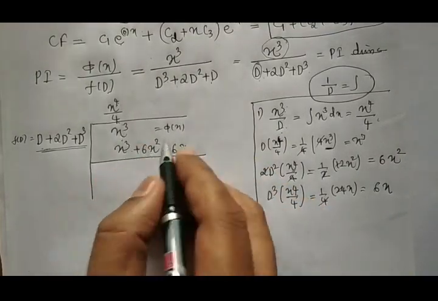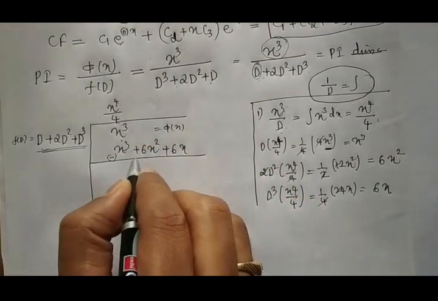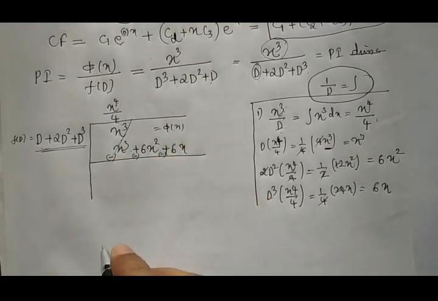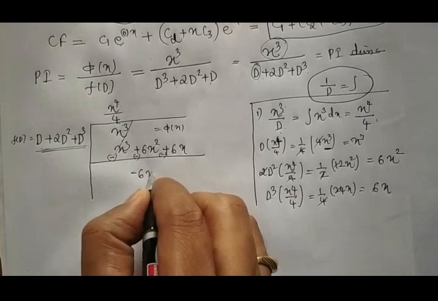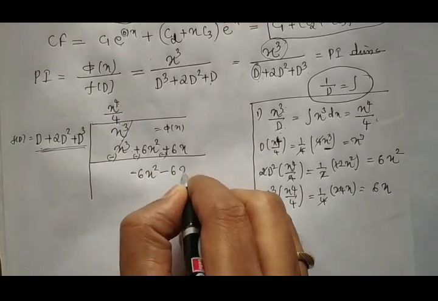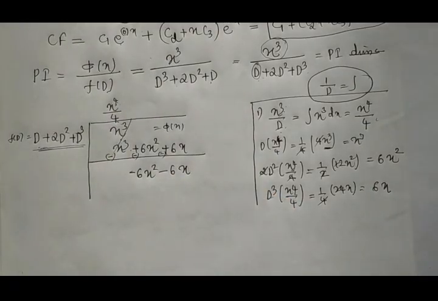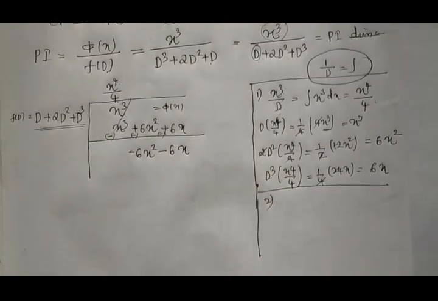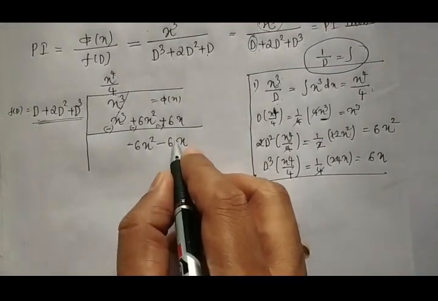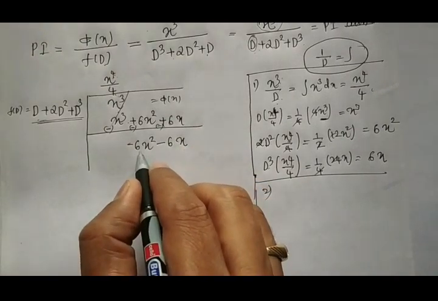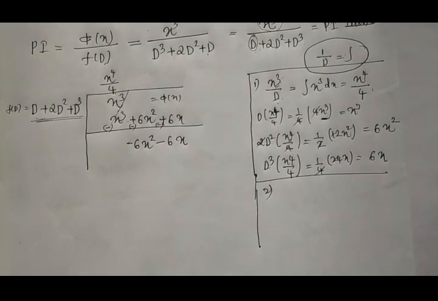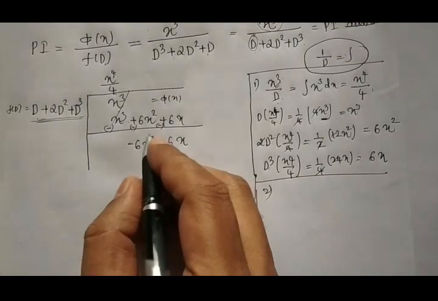Then we have to take this minus this. When we take that, plus becomes minus, plus becomes minus, plus becomes minus. This term gets cancelled. Then it is minus 6x square minus 6x. Okay. Then one step is over. Second step. Again what to do? We have to take this step minus this.